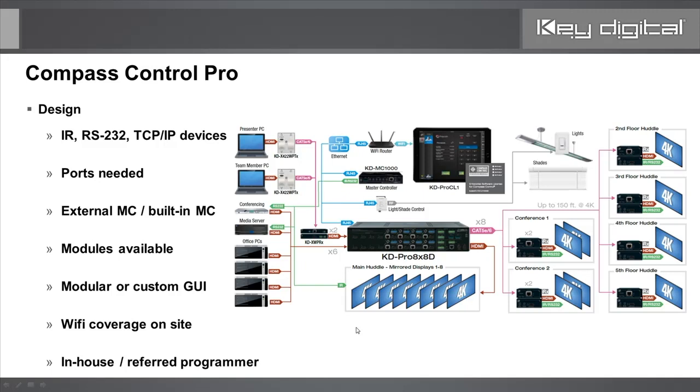When designing control systems, what are your considerations? How are the devices going to be controlled? IR, RS-232, TCP/IP are all communication languages that the Compass Control system supports, in addition to basic voltage control like triggers and relays. How many ports are needed? In other words, how many devices are needed to be controlled via IR, RS-232, or voltage? IP control is just direct, as we'll go into more details here shortly.